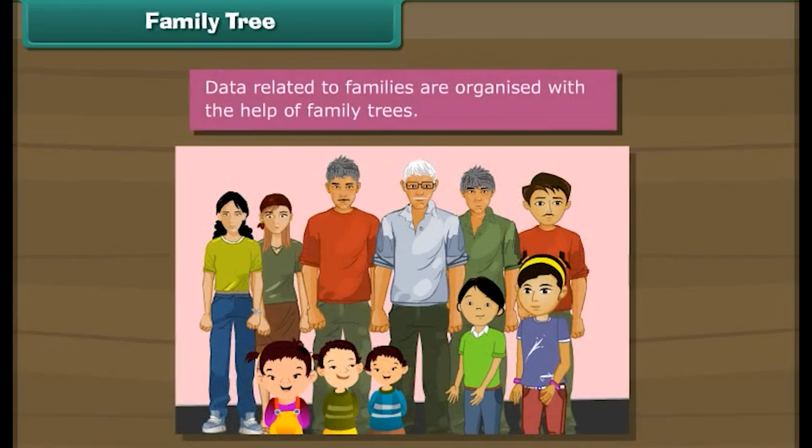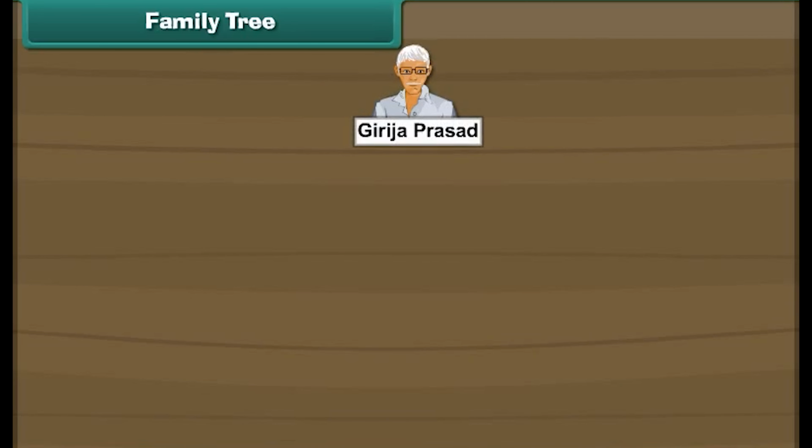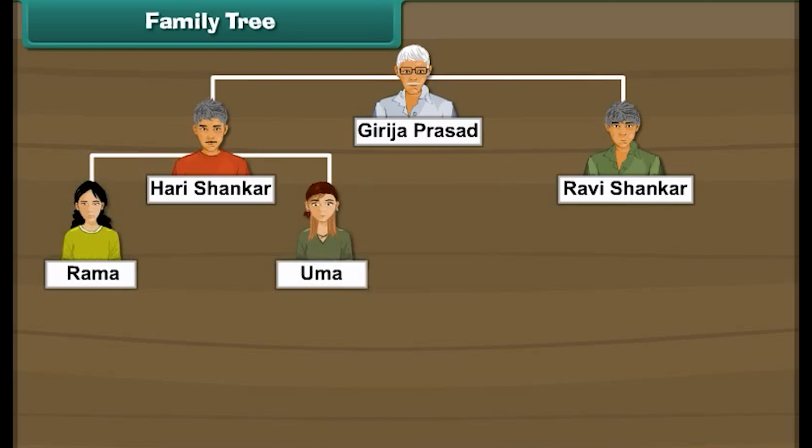Family tree. Data related to families are organized with the help of family trees. Ravi lives in a joint family. Let us represent his family with the help of a family tree. The eldest member in the family is Ravi's great-grandfather, Girija Prasad. He has 2 sons, Hari Shankar and Ravi Shankar. Hari Shankar has 2 daughters, Rama and Uma.